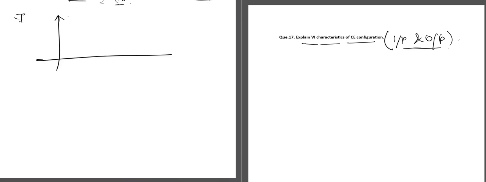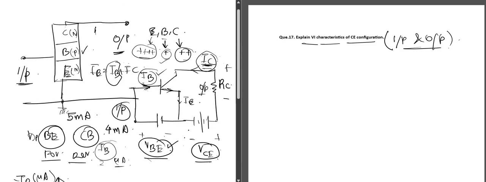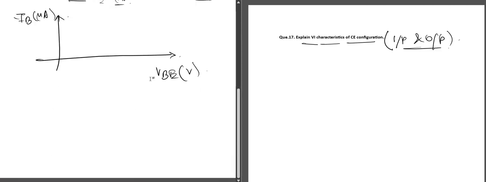We are taking the input current, which is IB, in the range of microamperes along the y-axis, and we are taking the input voltage V of B, which is in volt, along the x-axis. And this plot is made by taking the output voltage as a parameter. The output voltage is V of C. So it is taken as a parameter.